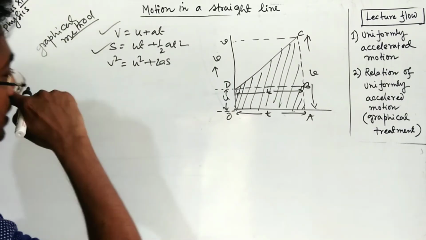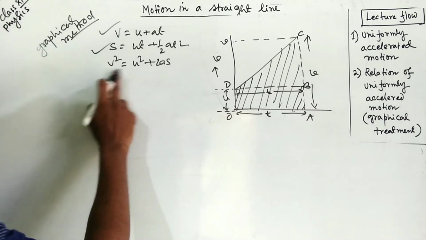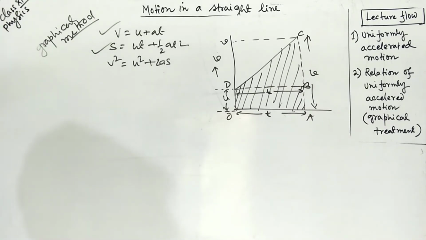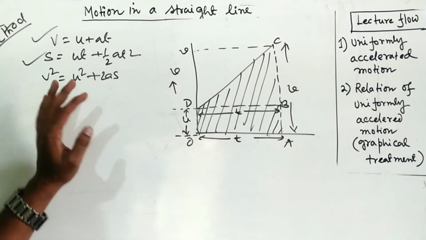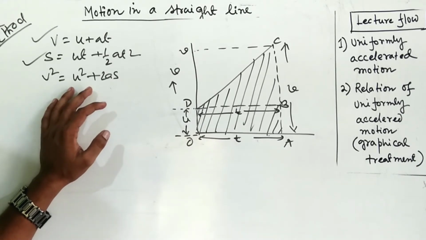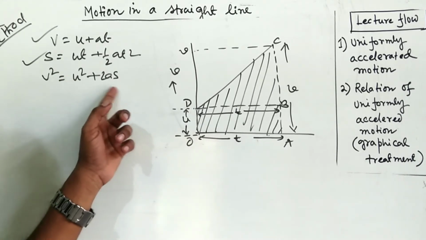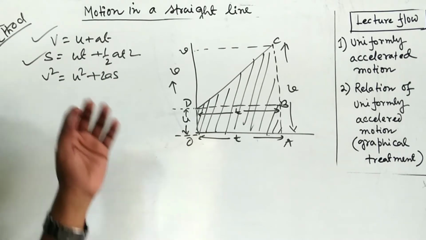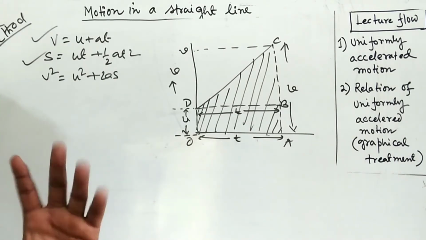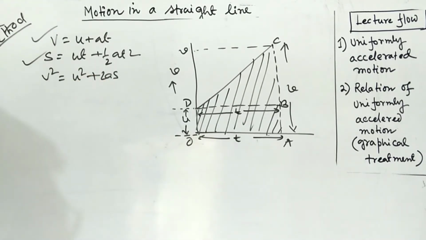So v square is equal to u square plus 2as. To derive this formula, we will use one trick. When I deduced this formula by the calculus method previously, you saw in this equation t is omitted. So here also we have to omit the t. If we omit the t, then this formula will come out.